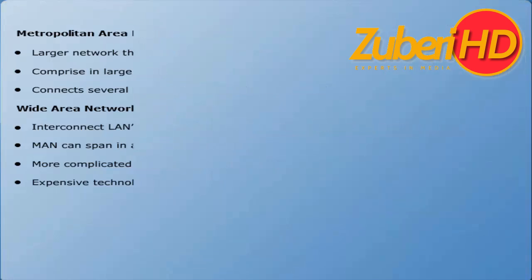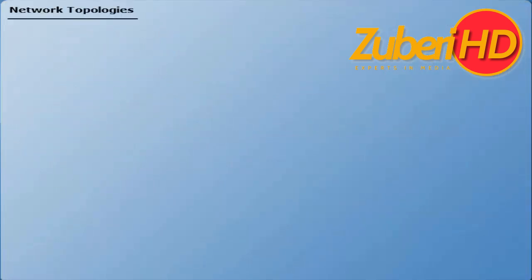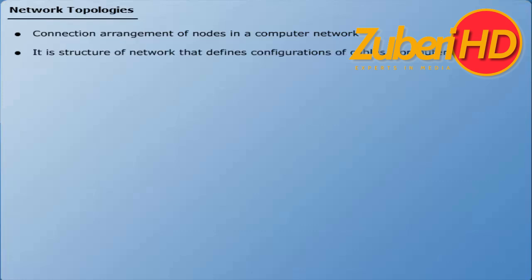Network topologies. Network topology is the connection arrangement of nodes in a computer network. It is the topological structure of a network that defines configuration of cables, computers, and other peripherals. The major types of network topologies include star, ring, bus, and hybrid topologies.